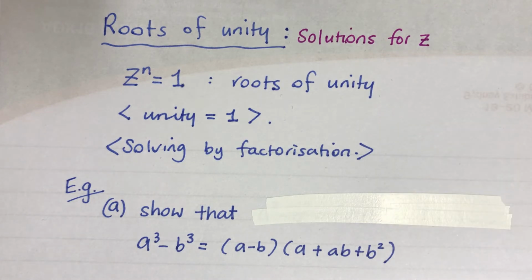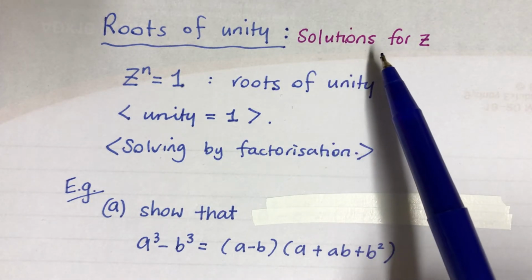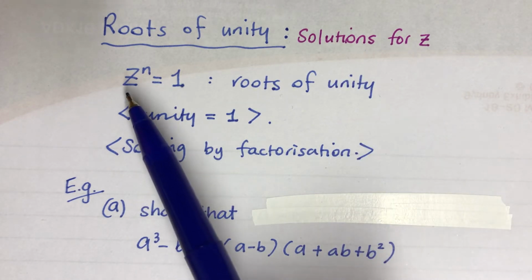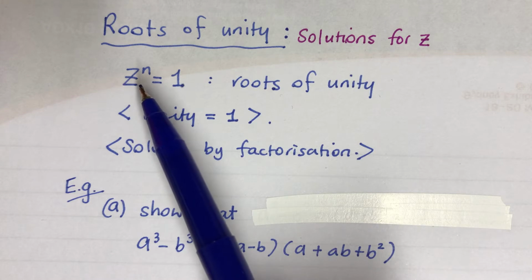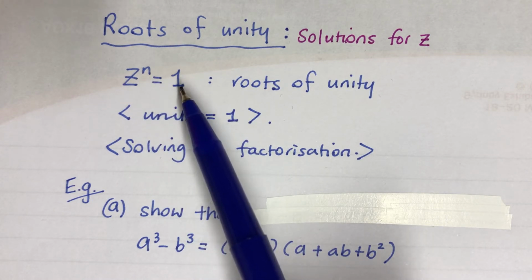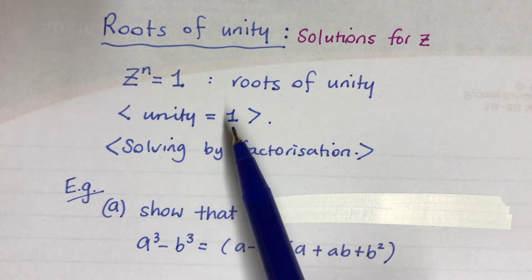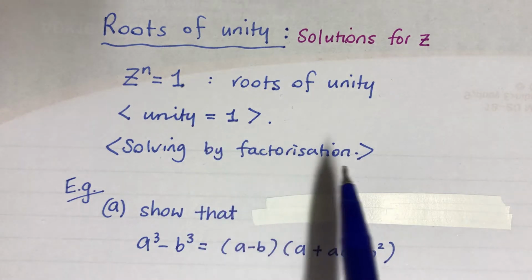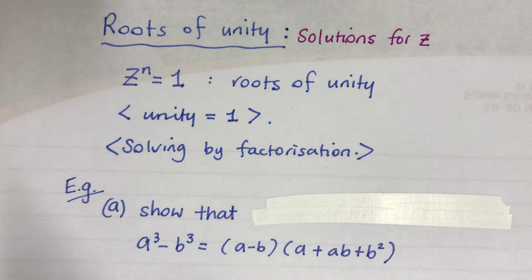Now, roots is obviously the solutions. So solutions of z, and that's the form of the roots of unity. It's z to the power of n equals 1. That's what it's called, unity. Unity is 1. Okay, now we're going to solve this by factorizing it. So let's do the examples first so that we can have a bit more clear understanding of this.